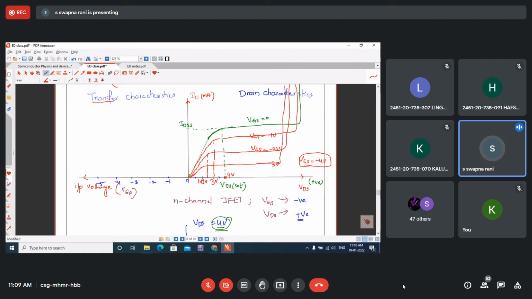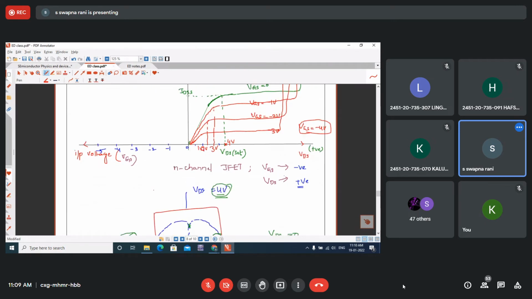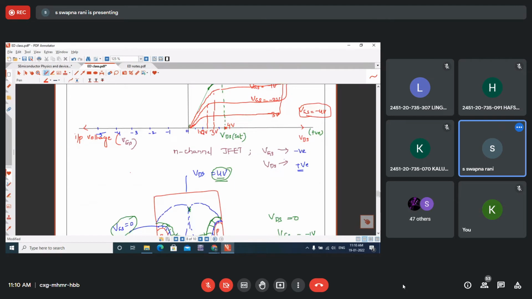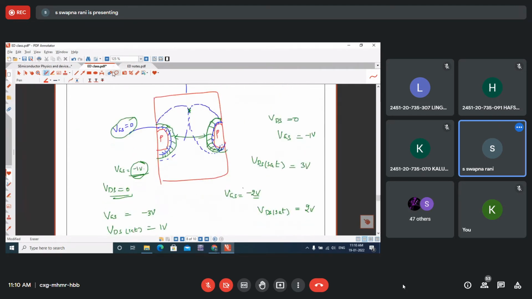So now these are the drain characteristics. If I give -4 volts, then the depletion regions, this is the width, will be merging. So VGS -4 volts is there.